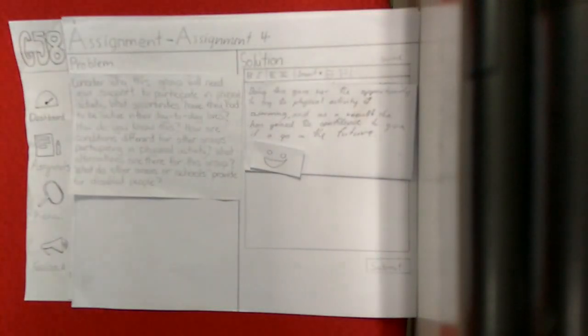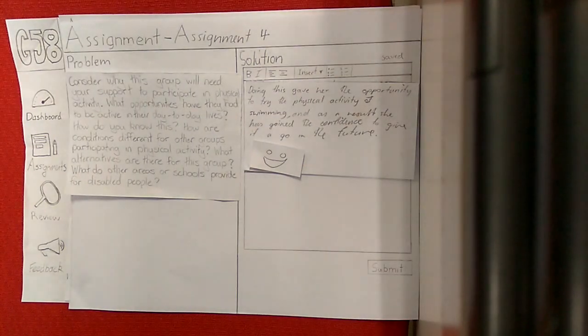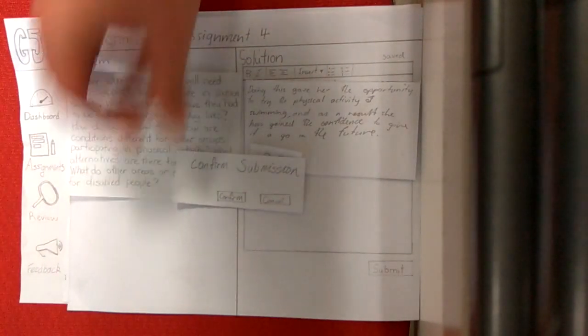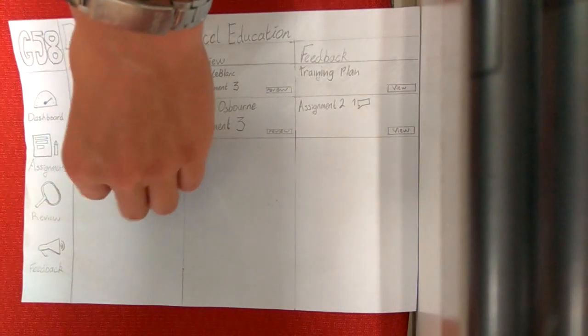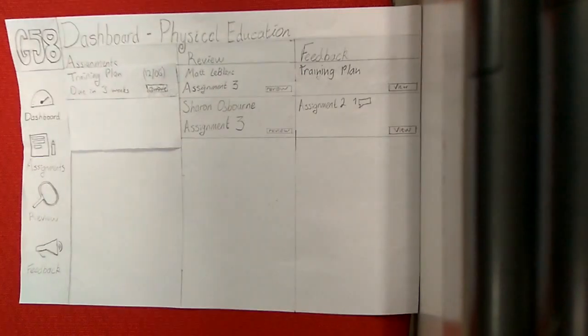image selected is inserted. Clark submits his assignment attempt, he confirms submission and is taken back to the dashboard, where he logs out of the system.